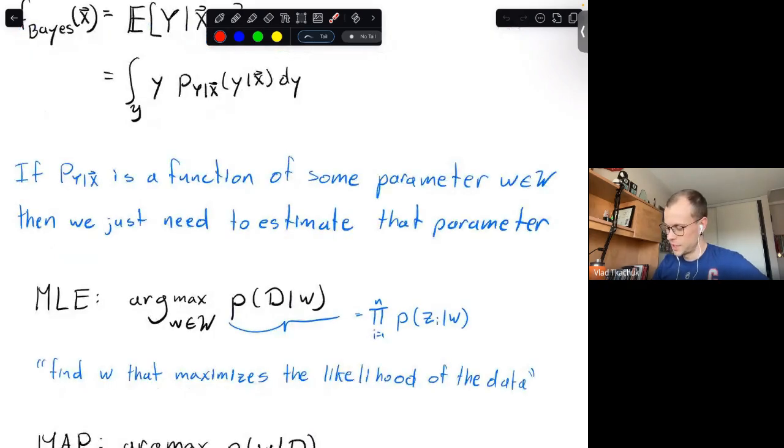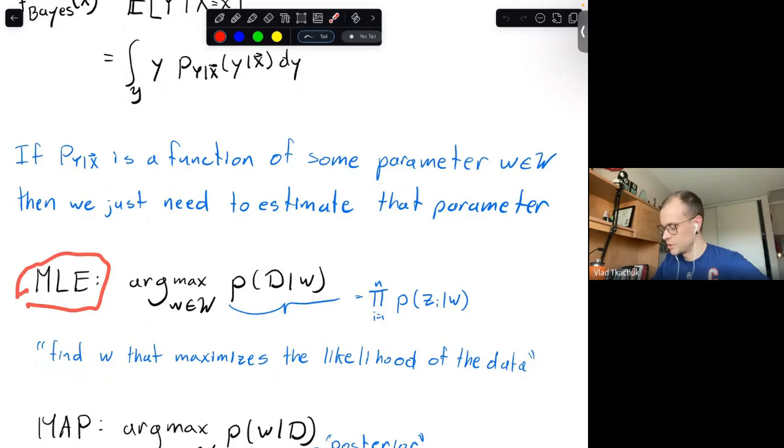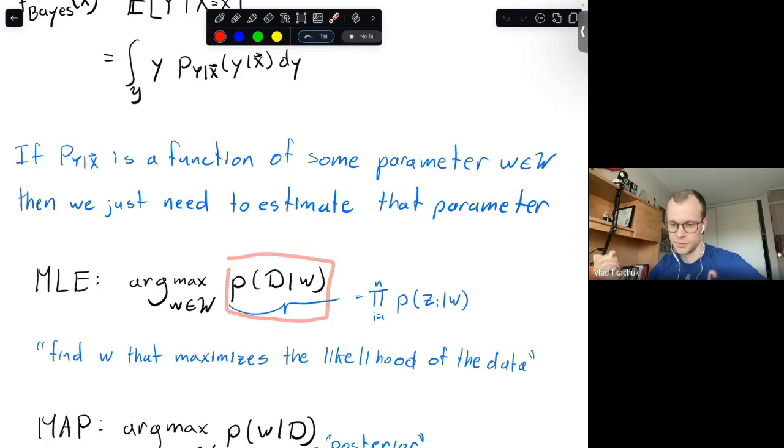Okay, so that's what MLE did. I'm just reviewing MLE one more time. It was said that, how are we going to estimate this parameter? It said, well, let's look at this function called the likelihood function, which you can think of as kind of like the likelihood of the data for a given parameter.